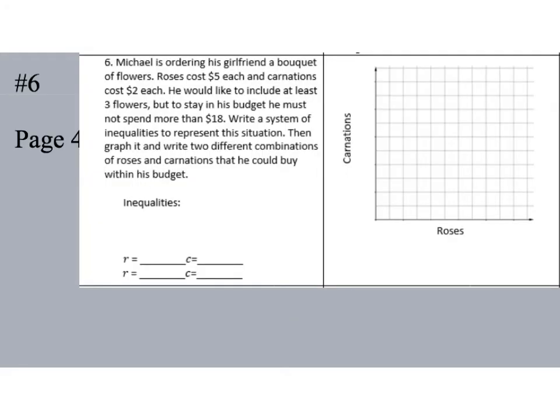Okay, so we start with number 6. Michael is ordering his girlfriend a bouquet of flowers. We've got two important things. Roses are $5. Carnations are $2. He wants at least, that's a good keyword, 3 flowers, but he has to stay within his budget, so he's not going to spend more than $18. So we have to write a system of inequalities, graph it, and then come up with combinations.